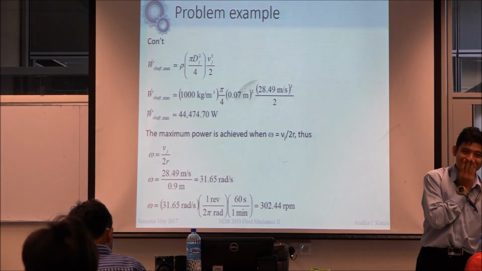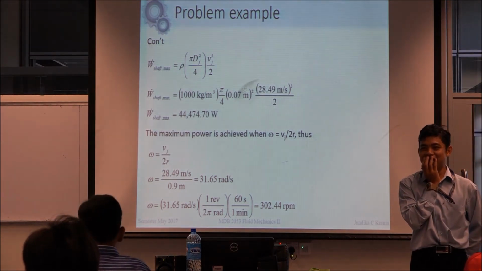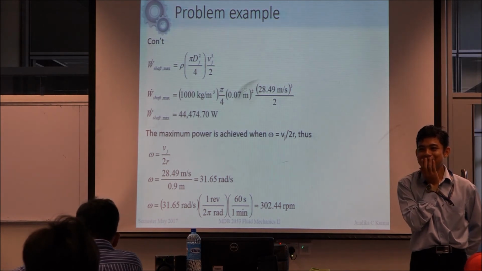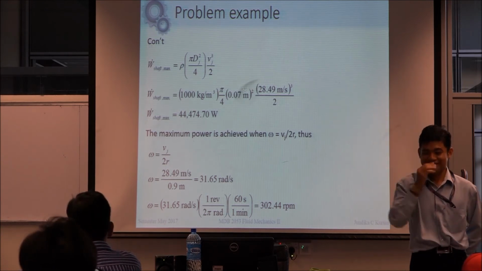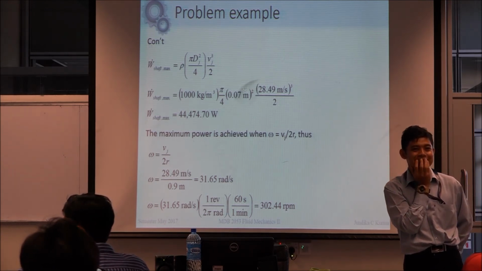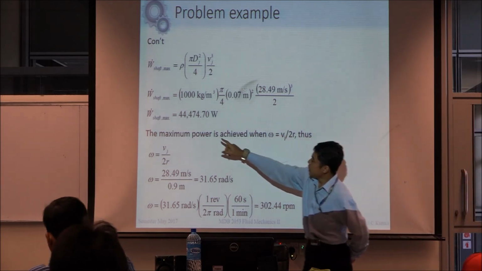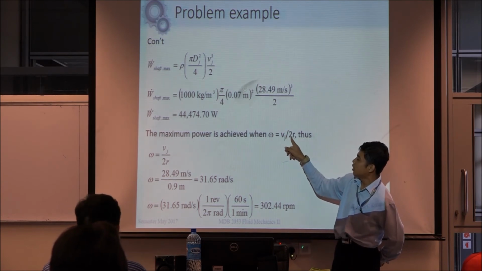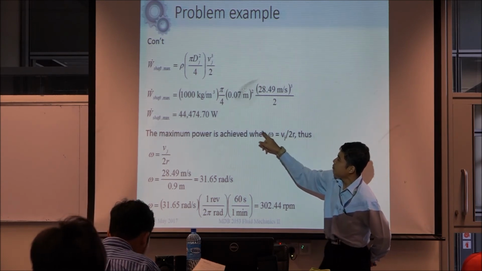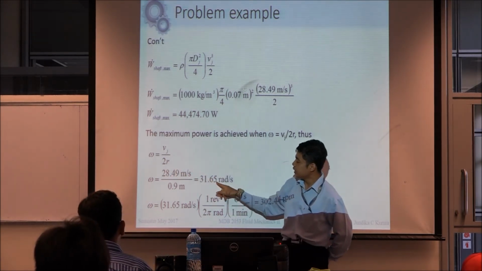Any question? Ask now, do not ask on 2nd of May. Second of May is still far away. Okay, now the next one. The maximum power is achieved when omega is equal to V jet over 2R. So you can calculate omega by having the V jet. Once you get your V jet, you get the omega.